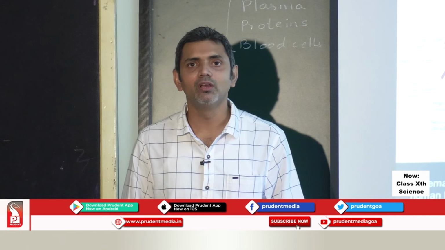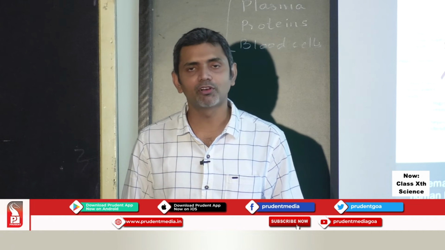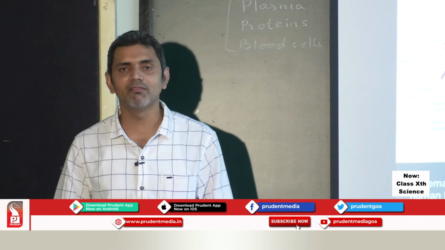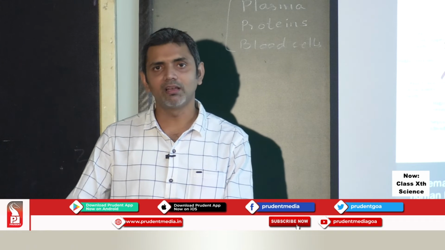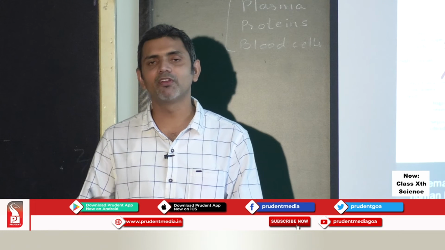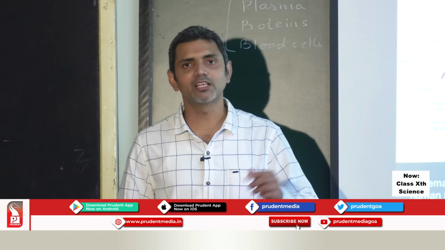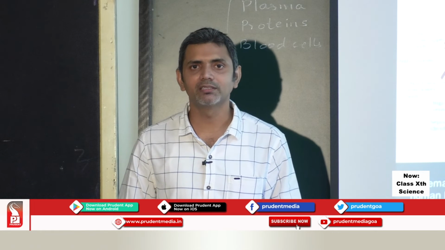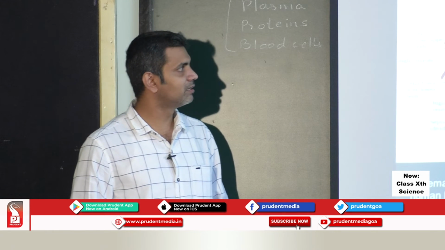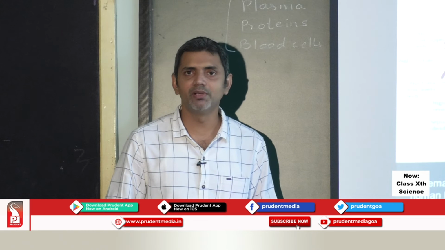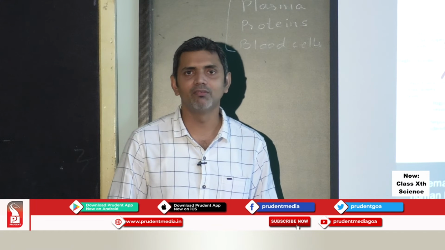Arteries carry blood from the heart to different parts of our body, whereas veins collect blood from different parts of our body and transport it to the heart. Okay. So, these are the points of difference between arteries and veins.